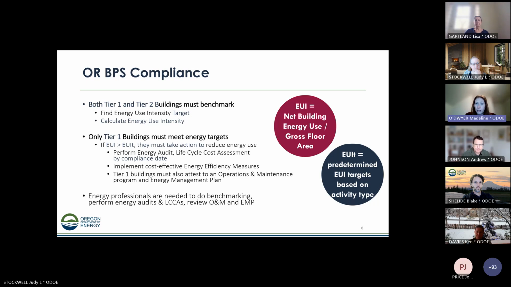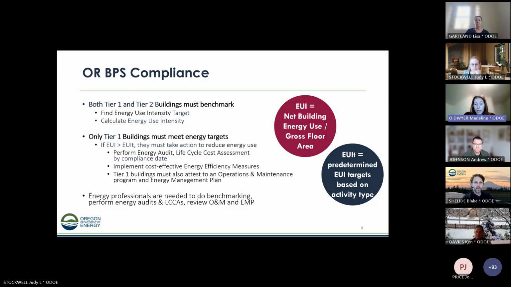Benchmarking, we'll go into a little bit more about what data you need, but the important aspect of this is that the building will need to find their energy use intensity target, and they will need to calculate their energy use intensity. Later in this presentation, we'll go into what these phrases mean and how you do that. But when we're thinking about compliance, and we're thinking about tier 1 and tier 2, both of these tiers must do these two things: find the energy intensity target and calculate their energy intensity.